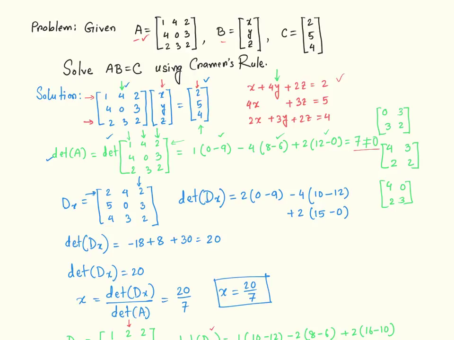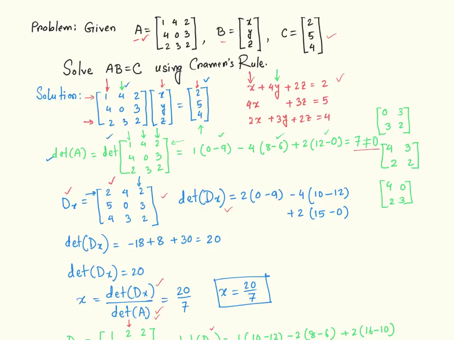Now we are going to create a matrix by replacing the first column by the matrix C, which is 2, 5, 4, and we call this matrix D sub x. Remember here the first column corresponds to the coefficients of x, so the x coefficients are being replaced by the constants C. Now D sub x is going to be this matrix. We find the determinant of D sub x, and to find the solution x, we take the determinant of D sub x and divide it by the determinant of A. And then we get 20 over 7, because the determinant of D sub x is 20 and the determinant of A is 7.